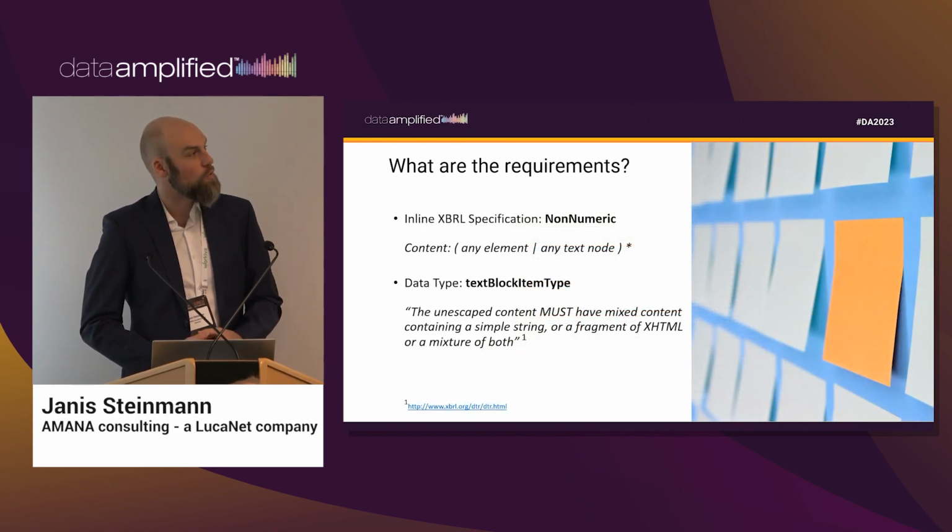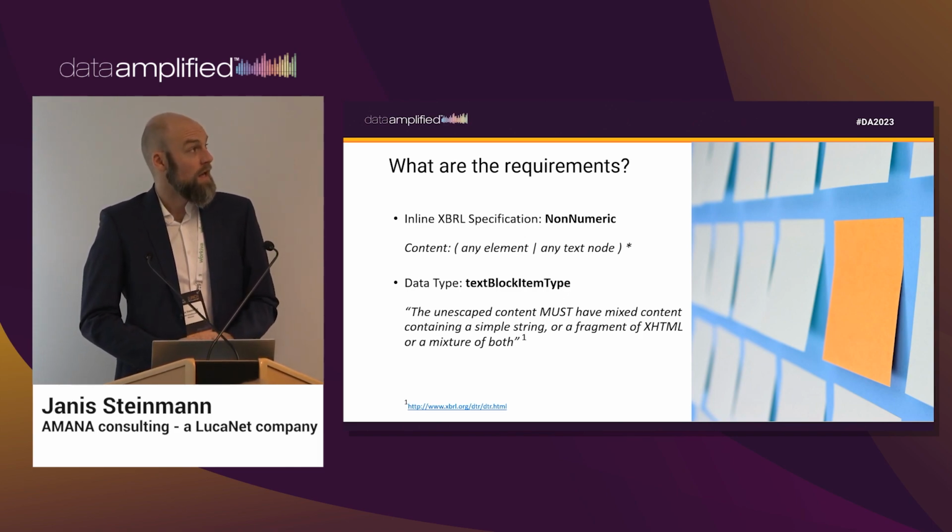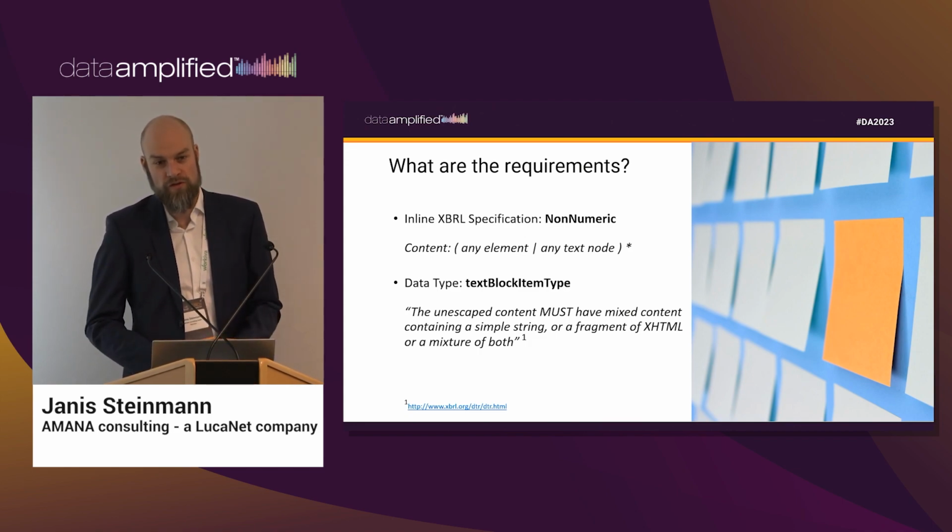So before we go to what we can do to improve all this, just a little overview of the requirements. I think most of you are very aware of this. TextBlock tag is a non-numeric item. And if we look at the inline specification, it can be any element, any text node, right? So there's not a lot of constraints on it. And the same is also true for the TextBlock item type. It can have mixed content containing a simple string, fragment of XHTML, or both, right? So there's not a lot of limitations here.